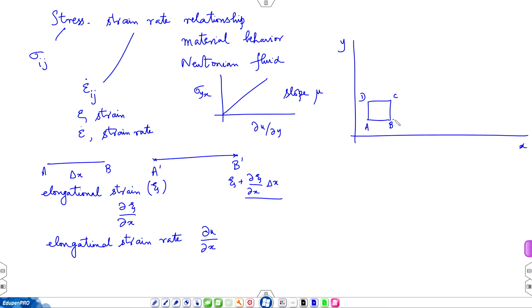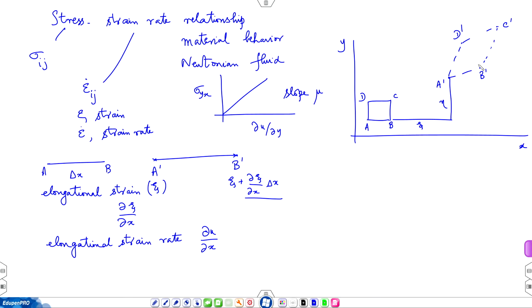So, after some time, this point A has become point A prime through a displacement psi in the x direction and a displacement eta in the y direction. So, let us say these are points B prime, C prime, D prime. Of course, if the fluid is incompressible, then the two areas will match, but the element will still undergo deformation.